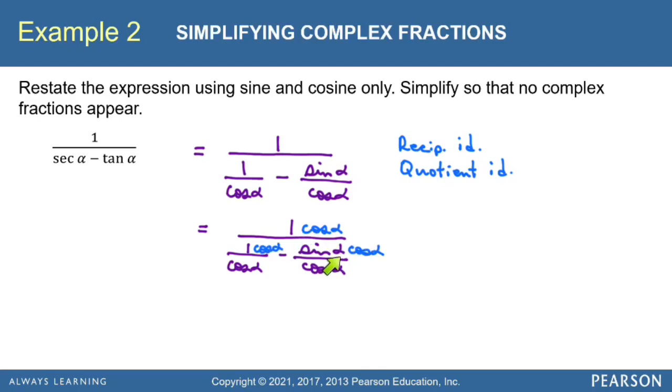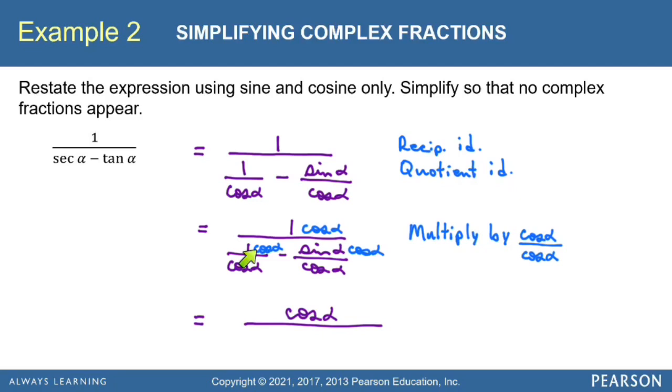Now this is allowed because as long as we multiply the same thing into the top and the bottom, we're essentially just multiplying by 1. So I'm going to write here that we multiplied by cosine of alpha over cosine of alpha. And now let's see what happens. In the top, 1 times cosine of alpha is cosine of alpha. In the bottom, we'll simplify 1 fraction at a time.